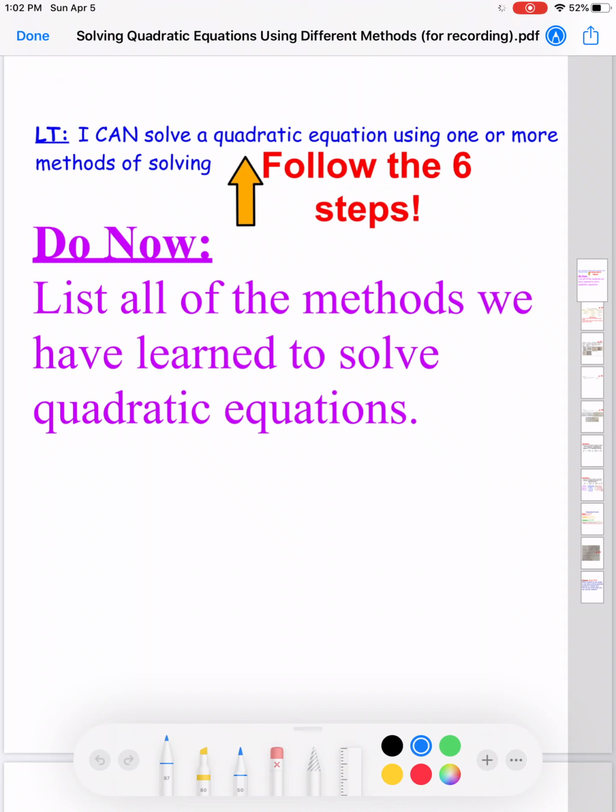Okay, so the first method that we learned is using square roots. Now these were the first two lessons that we learned about in this unit. They were both from the last packet, Solving Quadratic Equations Part 1. This is when we just have one x that shows up in our equation and we just use inverse operations and square roots to solve for x.